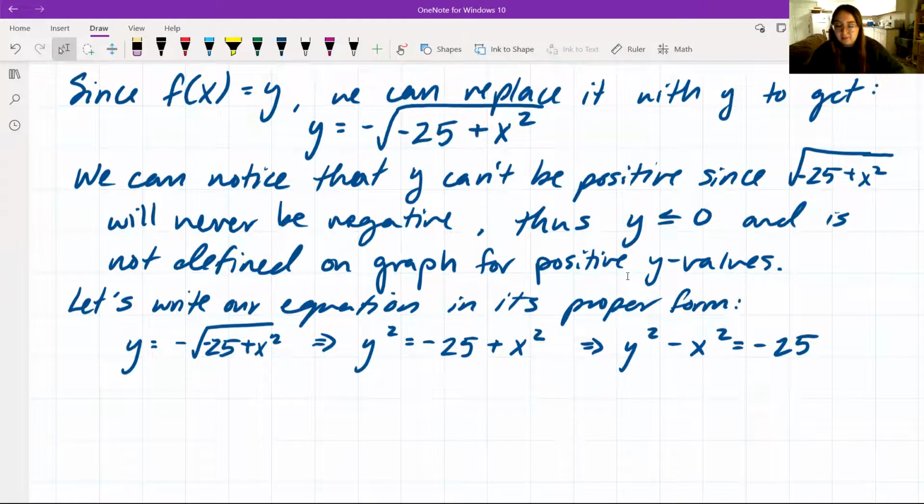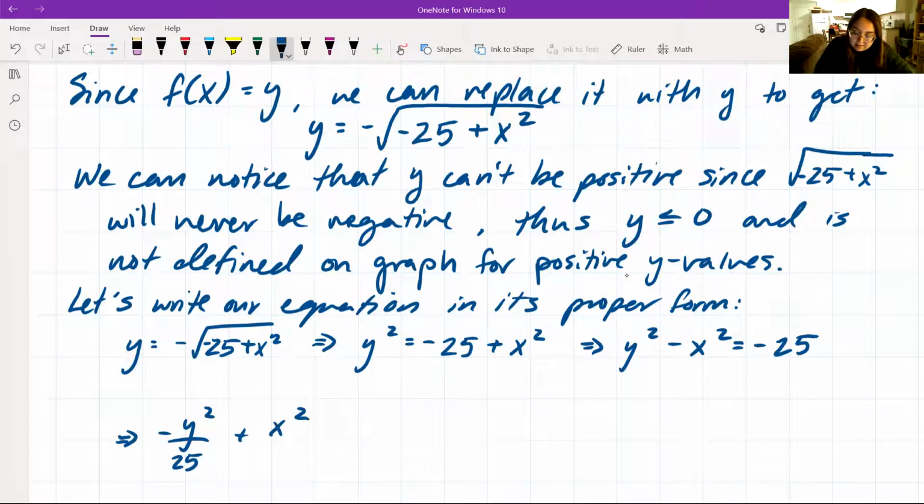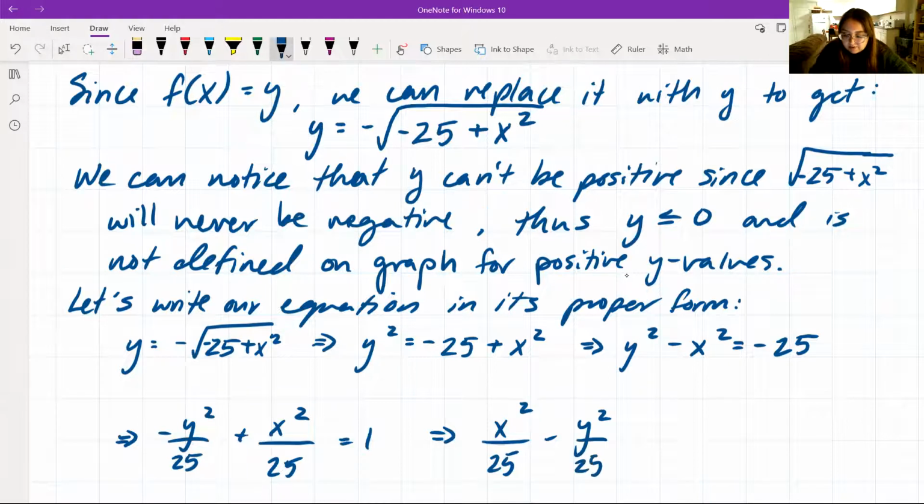So what we can do is still divide each term by negative 25, and that ends up giving us negative y squared over 25 plus x squared over 25 is equal to 1. And then we just want to rearrange our equation to say x squared over 25 minus y squared over 25 is equal to 1. So this is now our equation.